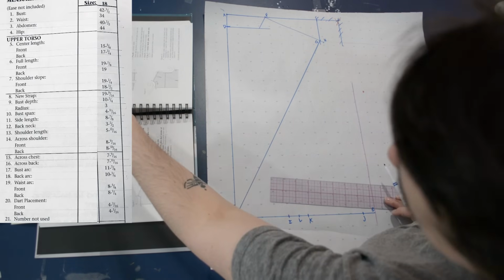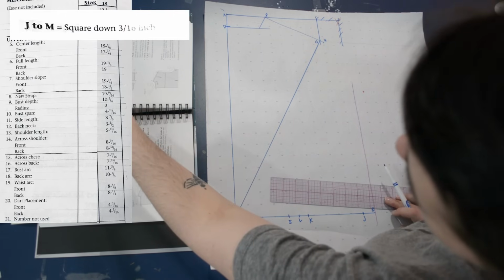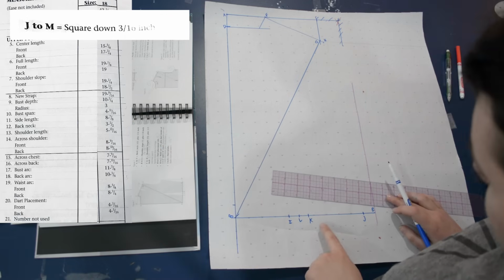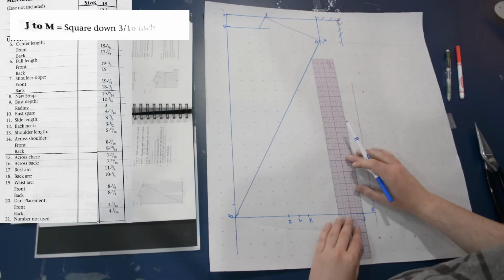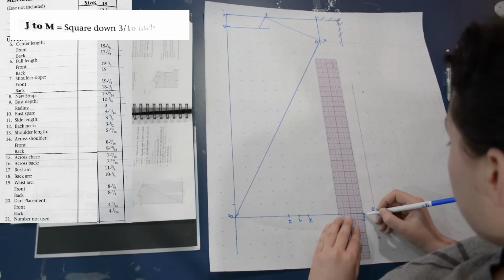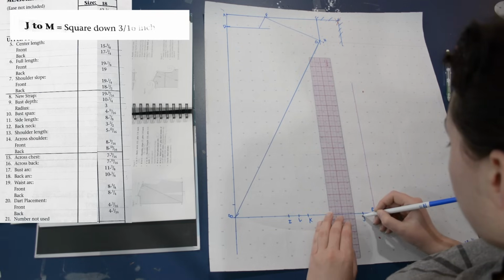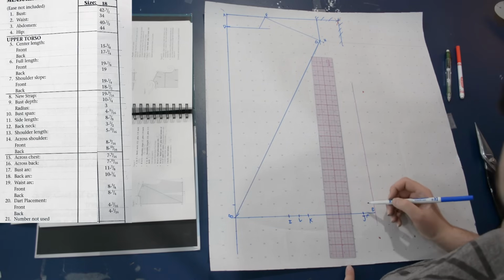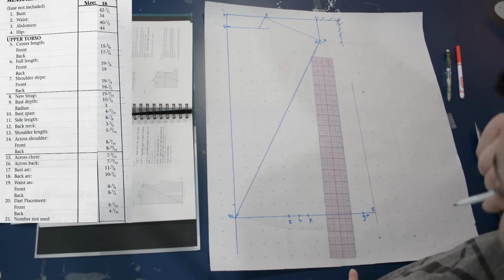J to M. Square down 3/16 of an inch from J. Where's J? To M. All right. 3/16. 1, 2, 3. The top of the J here is now M. That's not confusing at all.